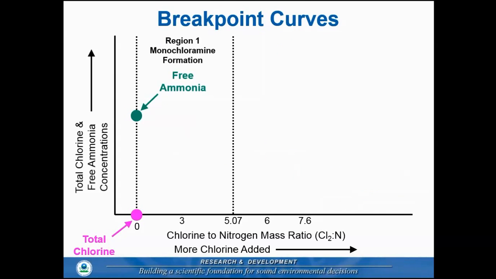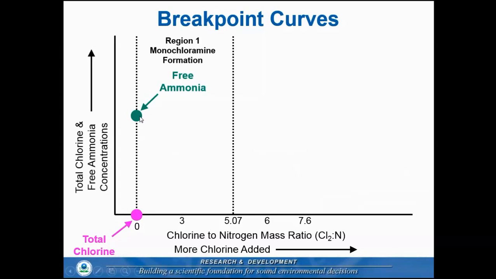The second application I'm going to talk about deals with breakpoint curves. For those unfamiliar with the breakpoint curve, it's an easy way to look at how the chlorine to nitrogen mass ratio impacts chloramine concentrations and how much chlorine it takes to take out ammonia in water. So what we have here is a typical breakpoint curve. On the y-axis is total chlorine and free ammonia. On the x-axis is increasing chlorine to nitrogen mass ratio. So for a given free ammonia concentration, as you move increasing on the x-axis, it just means you're adding more free chlorine to the water.